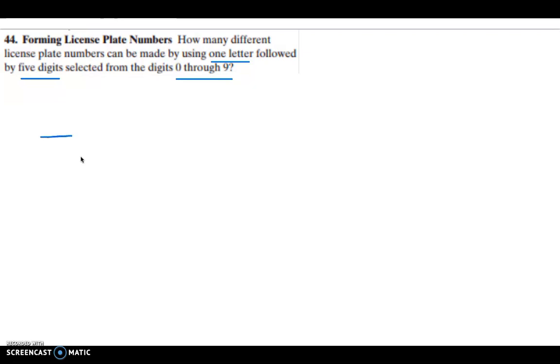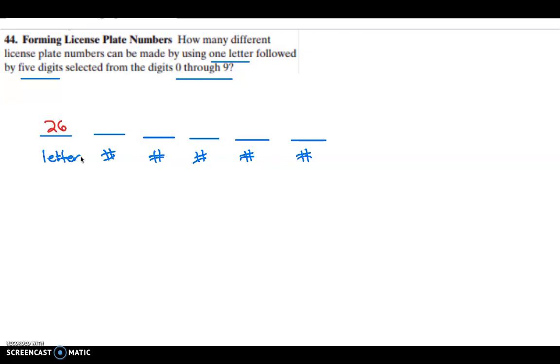Well, the first one has got to be a letter, and then that is going to be followed by 5 numbers. So 1, 2, 3, 4, 5. All of these are going to be numbers, and that's a number sign, not a hashtag. The numbers and the letters are each individual selections. So there are 26 letters in the alphabet.